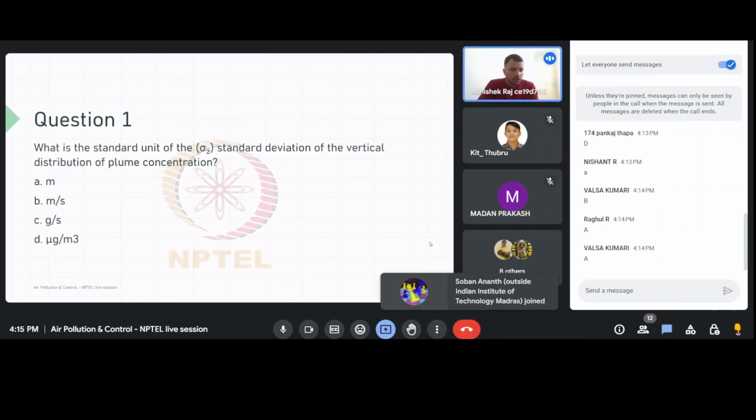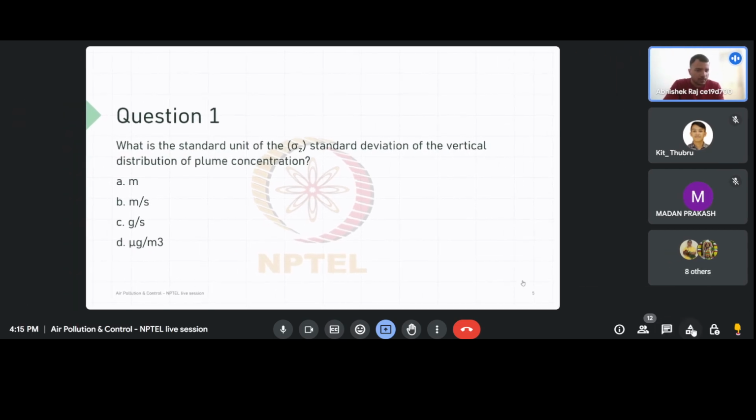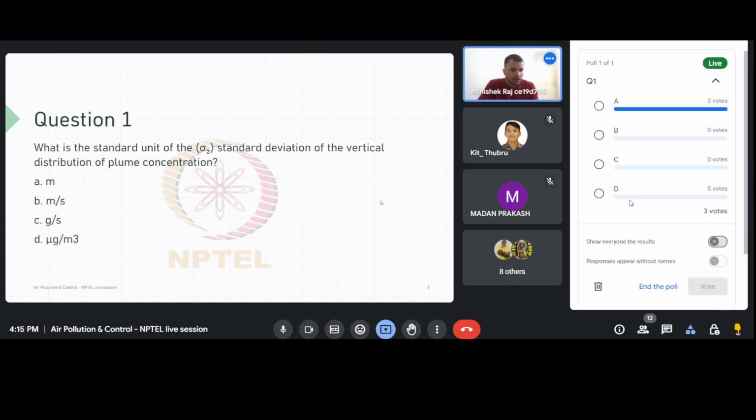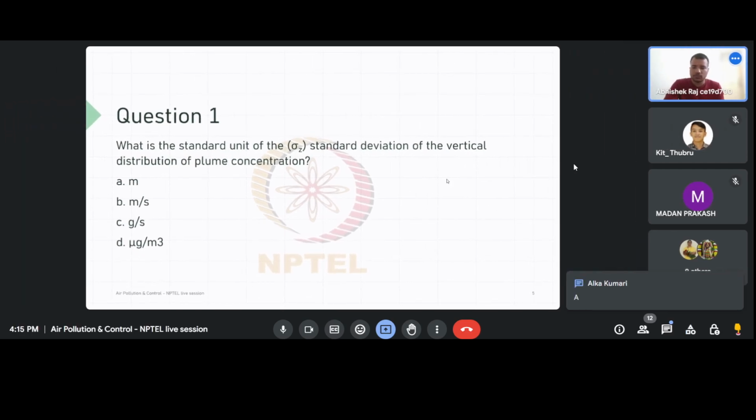Okay, I think now we have enough responses. Some people are saying A, some are saying B. Okay, we'll see the answer. So this is from lecture 1, Gaussian plume models. There will be a slide where all the units are written. So you should go through that.